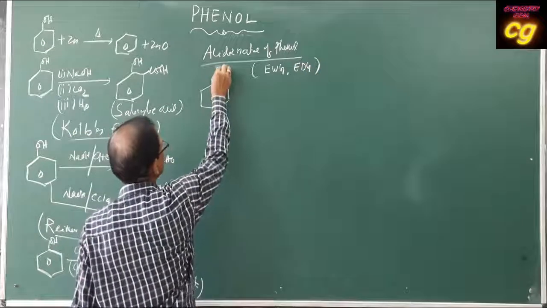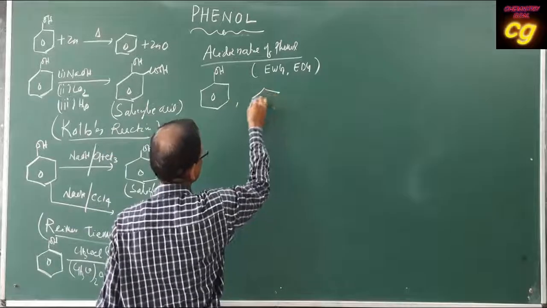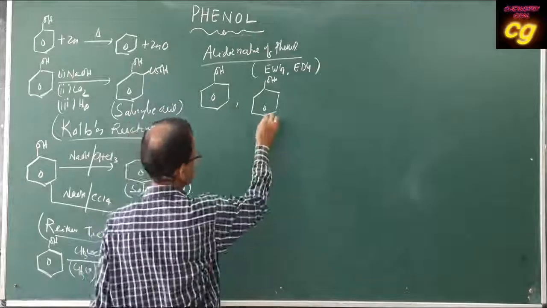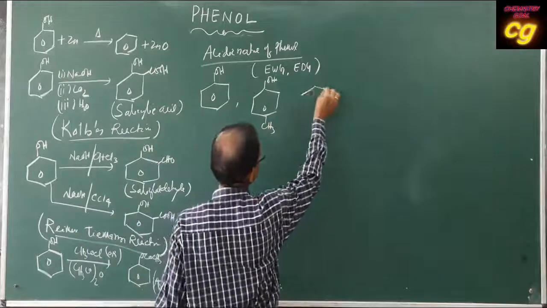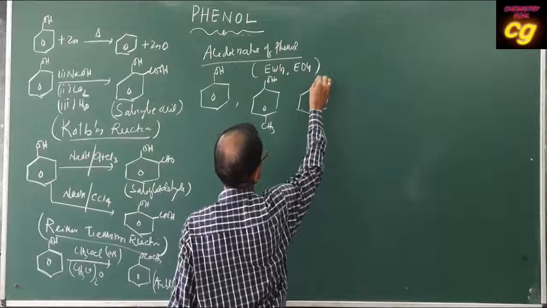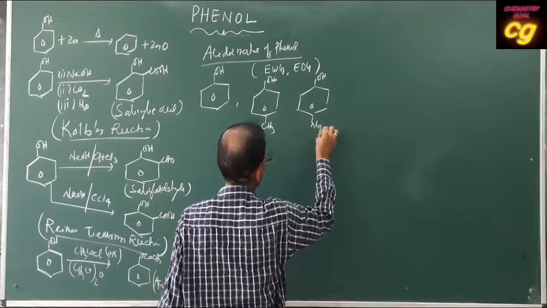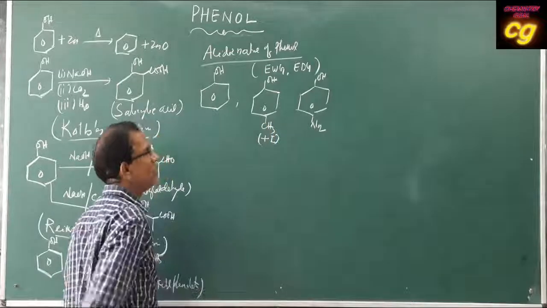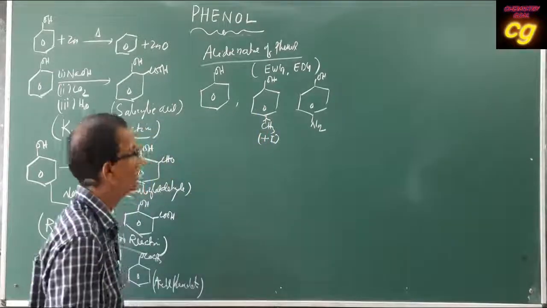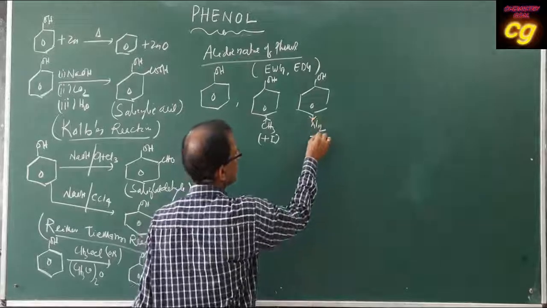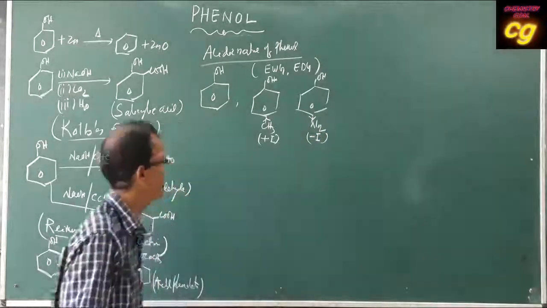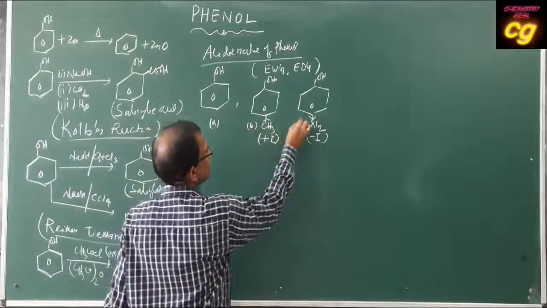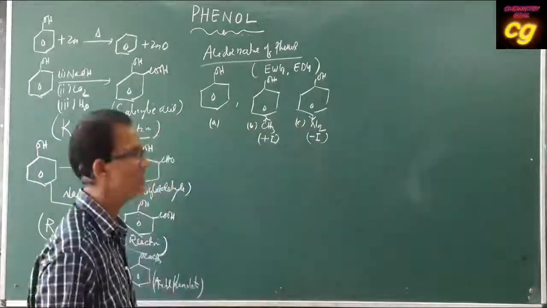If phenol derivative, suppose this one, the methyl derivative. Another one we will take the nitro derivative. Here it is a plus I effect, already you know the plus I effect expressed by the methyl group. Here it is a minus I effect. Already you know this concept, plus I effect, minus I effect. So suppose this is A, this is B, this is C. We will compare the acidic character of phenol.